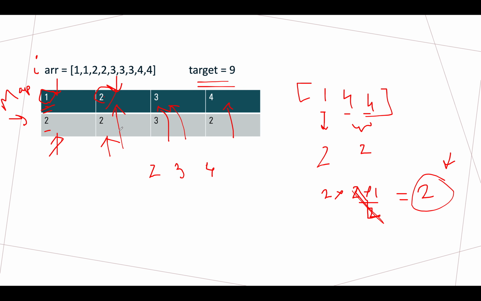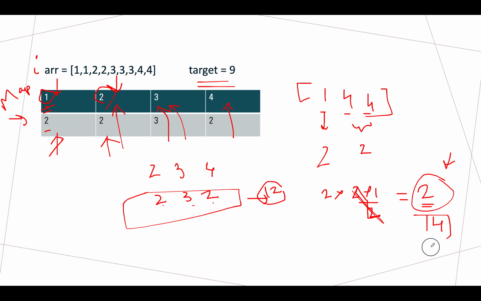And what are these frequencies? 2, 3 and 2 are its frequencies. So this lies in the first case that we discussed, so we'll multiply all of them. 2 into 3 is 6, 6 into 2 is 12. So the answer gets updated to 14. So this is 12, 12 plus 2 is 14. And let's move on to the next iteration of the outer loop.